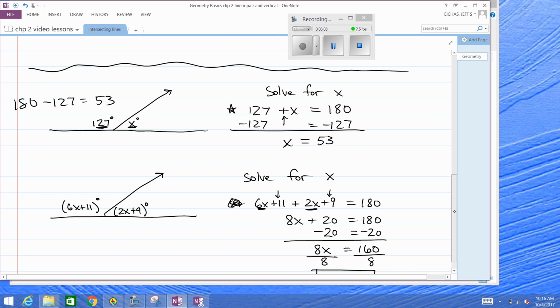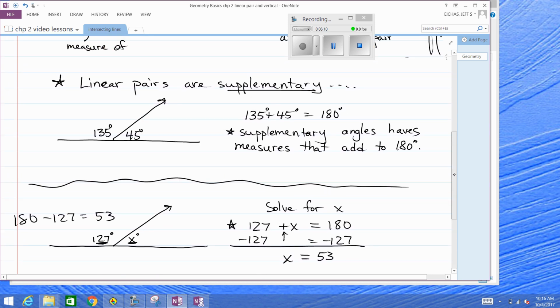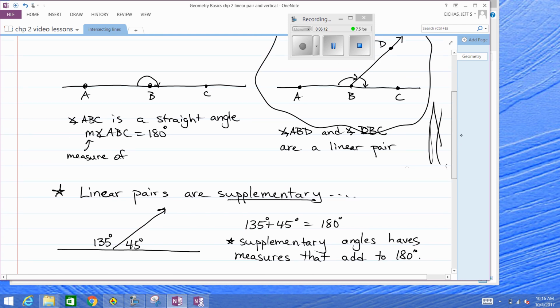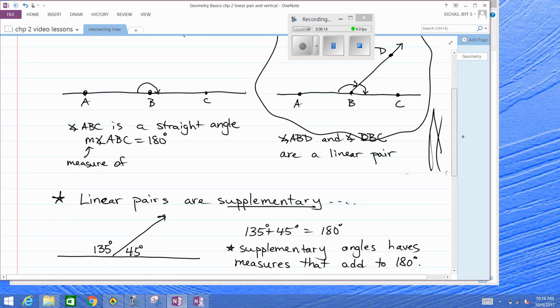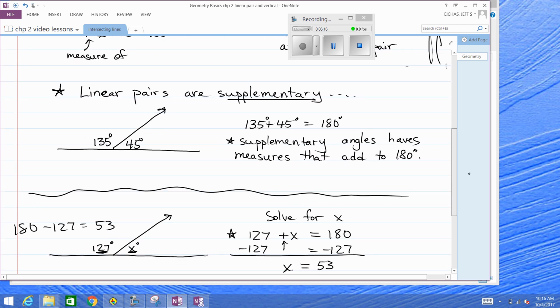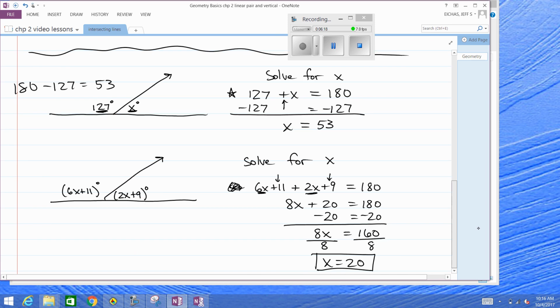So this situation comes up a lot in the first chapter. Draw the linear pair. Linear pairs are supplementary always, and how to solve a problem where a linear pair is used.